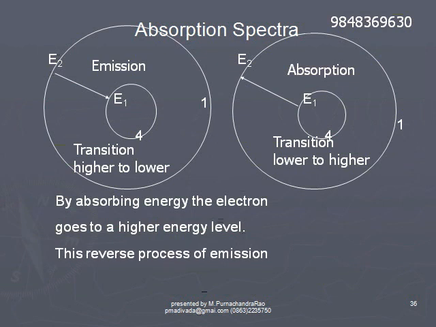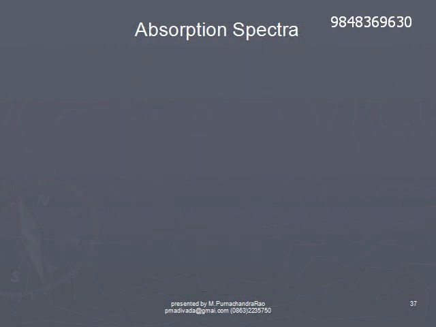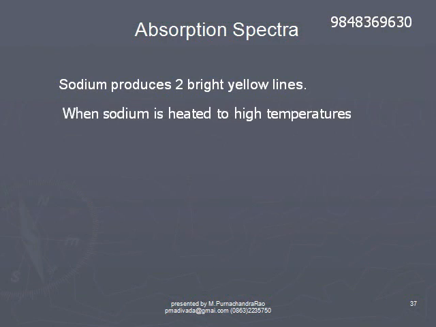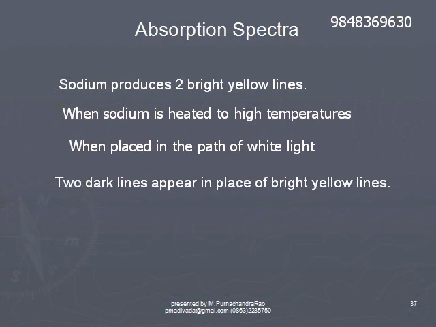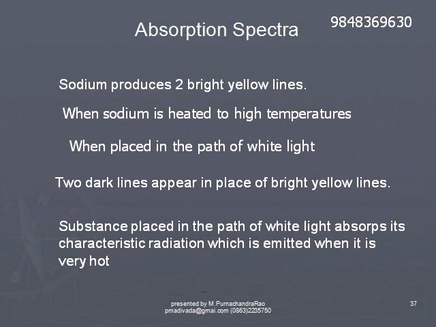In the emission spectrum of sodium, when sodium is heated in a Bunsen burner flame, you notice two bright yellow lines. If the same sodium is placed in the path of white light, you notice two dark lines in place of the bright lines. So in the absorption spectra of sodium, we notice two dark lines in place of bright lines.